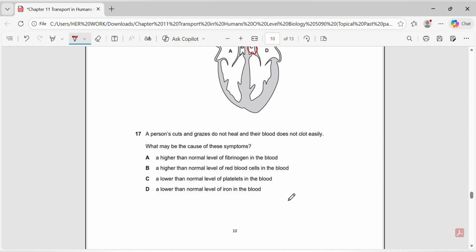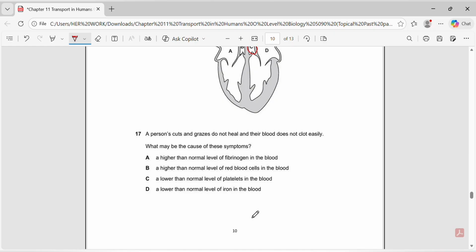Red blood cells are mainly involved in transporting oxygen around the body and do not have a direct role in clot formation, so a problem with red blood cells would not cause poor clotting. Similarly, iron is required for the production of hemoglobin in red blood cells, but it is not directly involved in the clotting mechanism.